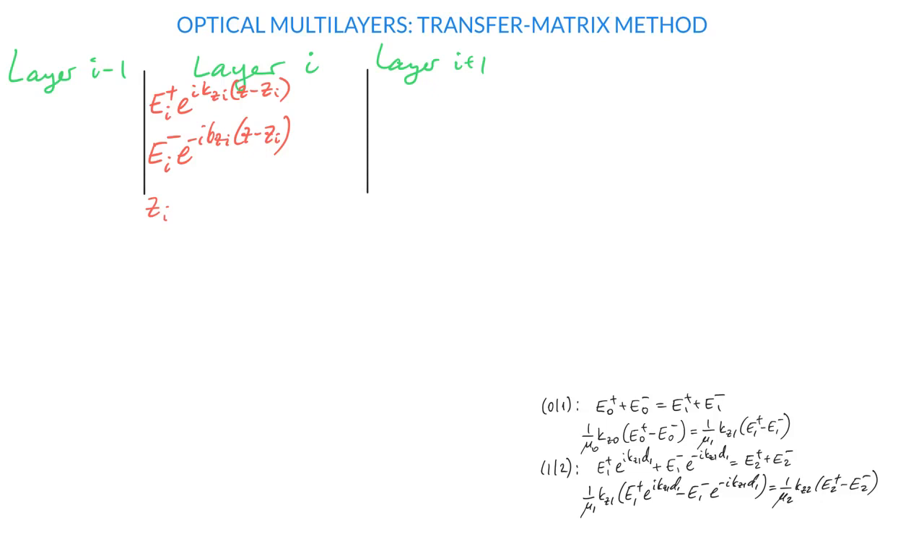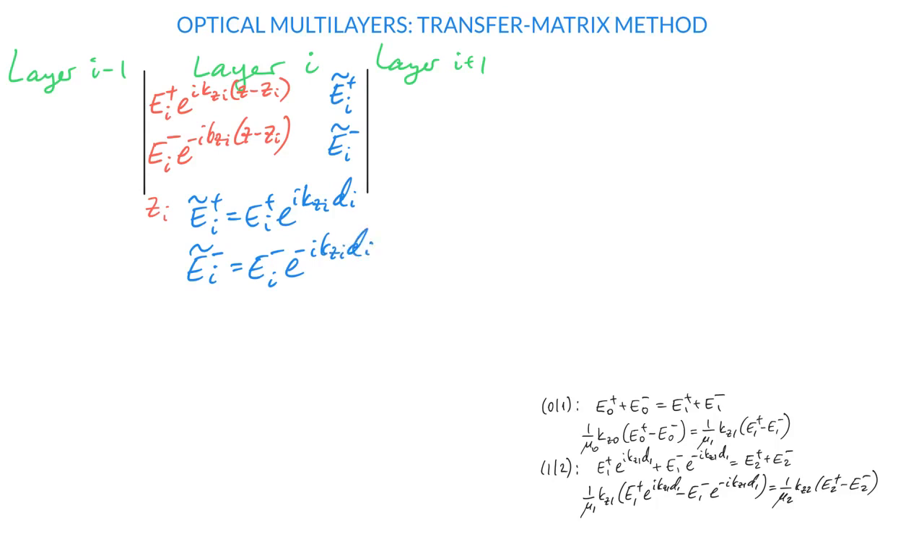Let us now, in addition to these quantities, E sub i plus and E sub i minus, introduce two additional amplitudes. We'll denote them E sub i plus tilde and E sub i minus tilde, and those are defined as the values of the amplitudes with the phase accumulated over the thickness of the given layer. So E sub i plus tilde is equal to E sub i plus times the phase shift e to the i k_zi d_i. And same thing for the E sub i minus tilde, but now, obviously, the shift has an opposite sign.